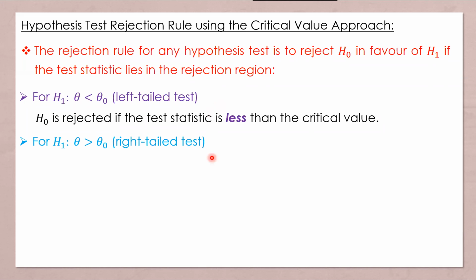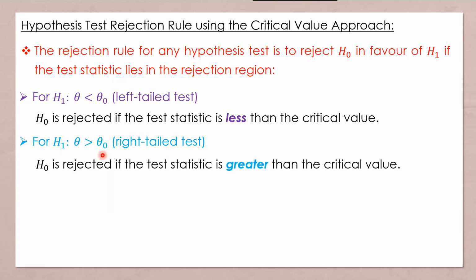Okay. However, for a right-tailed test, that means our rejection region would lie to the right side of the curve, which means we reject the null hypothesis for high values of the test statistic, because we're trying to prove that this population parameter is larger than this specified value of the parameter. So that means we reject for large values of the test statistic.